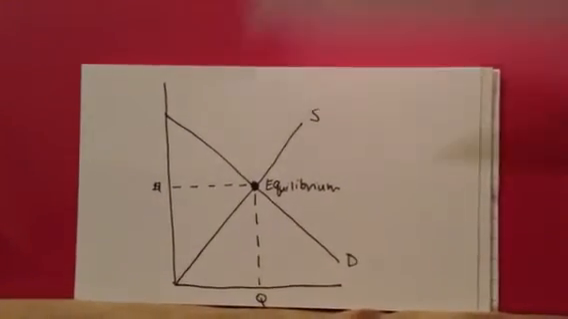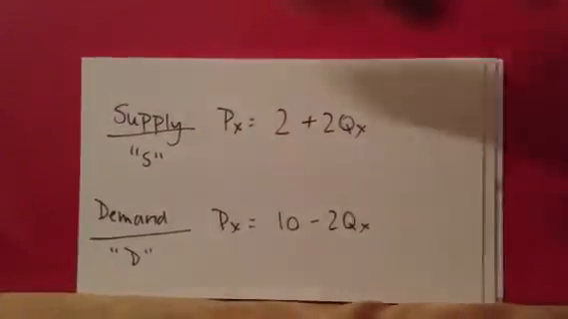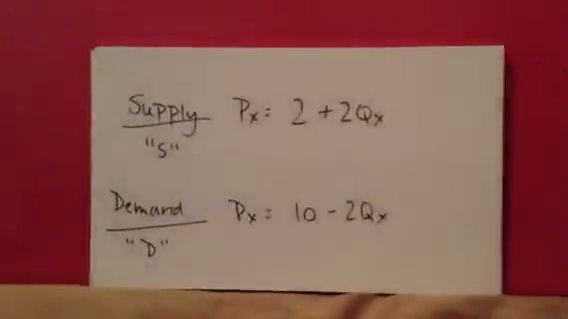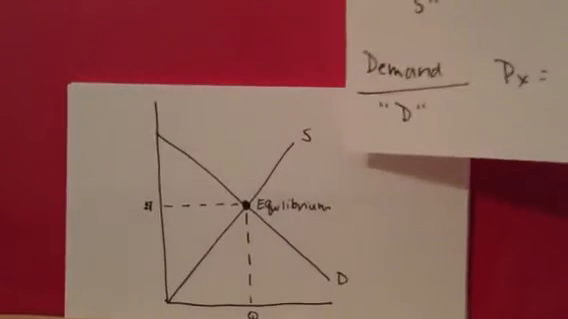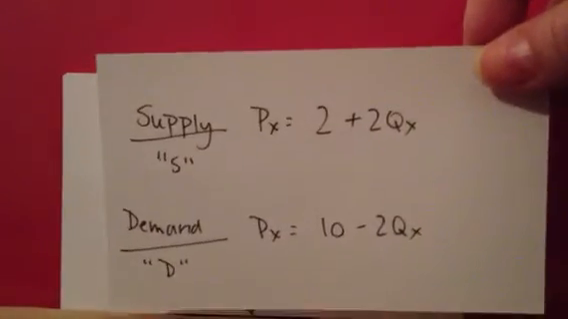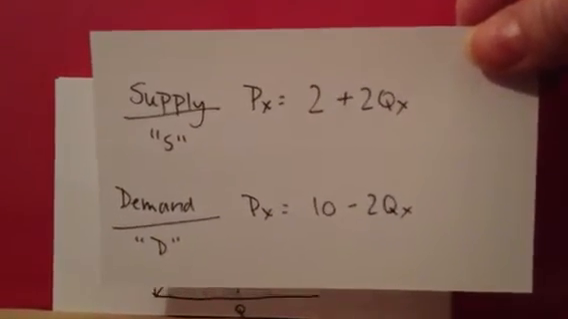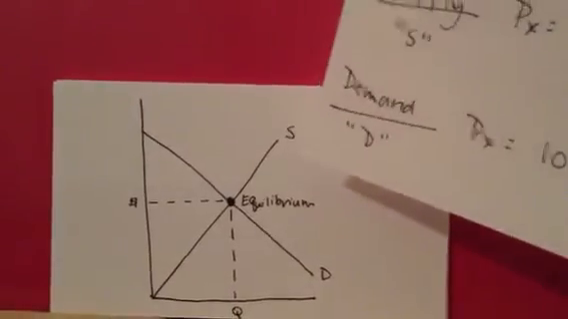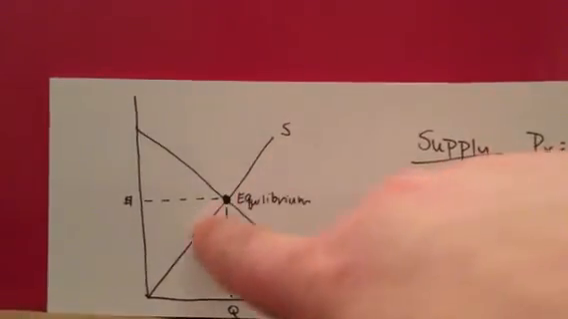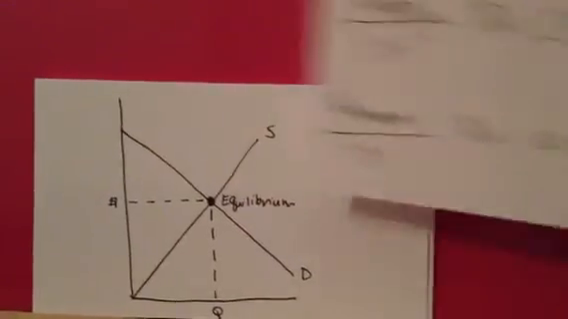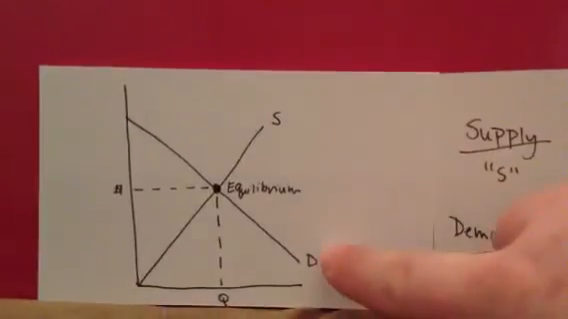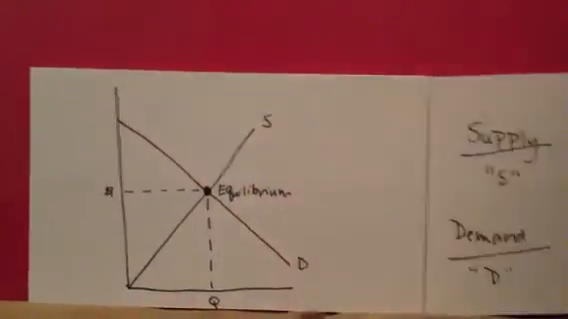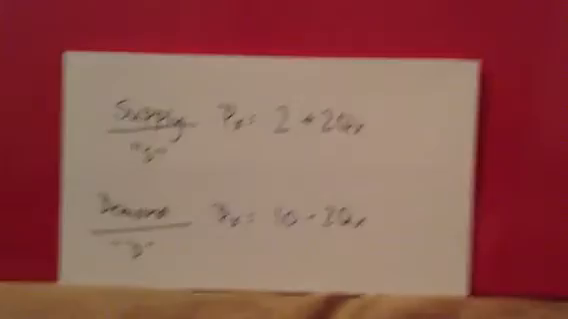To show you again, from a few cards ago, here are our supply and demand equations. The supply, or S, is this line here. Supply is Px equals 2 plus 2Qx, and that's what this slope tells us. The other one is the demand, which was 10 minus 2Qx, and this is the slope that's here. So we have supply and demand again.